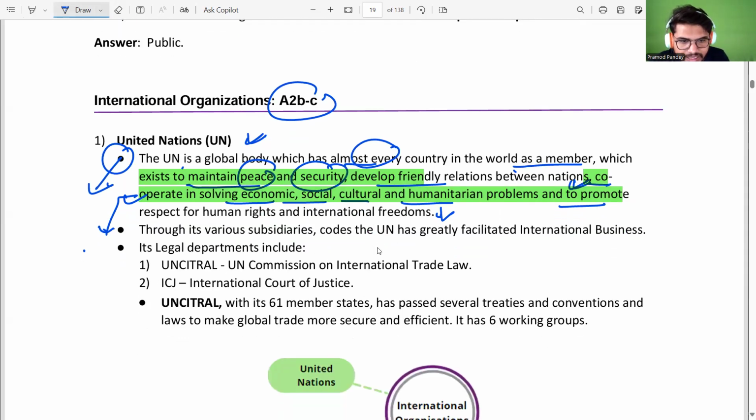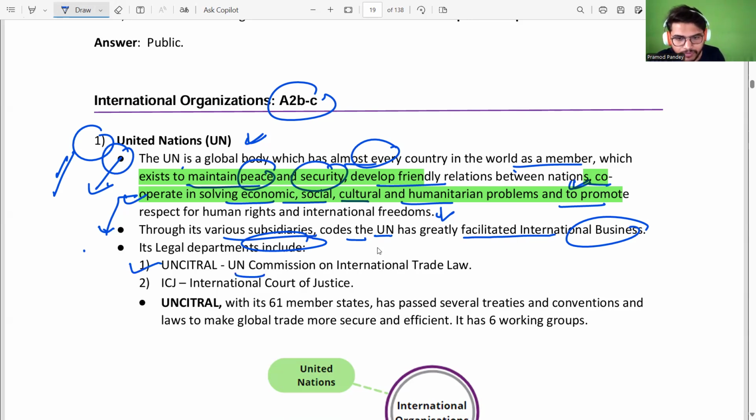Through its various subsidiaries, the United Nations has greatly facilitated international business. The United Nations has different bodies through which it looks after managing and facilitating international business, right? Its legal department incorporates two things: UNCITRAL, that is the United Nations Commission on International Trade Law. This is a body that is a sub-body of the United Nations, so remember this. Second thing, ICJ, that is the International Court of Justice.